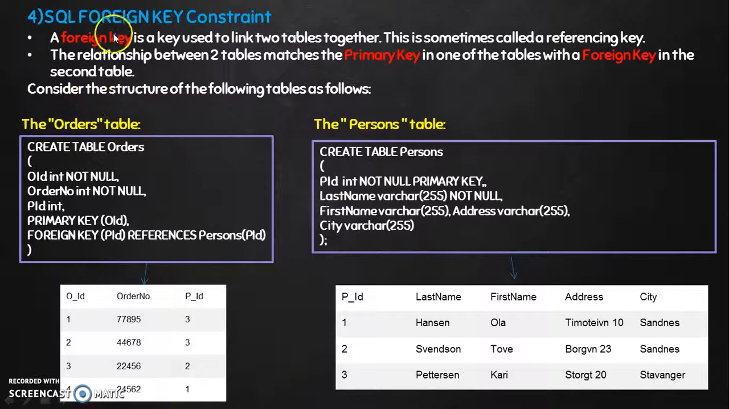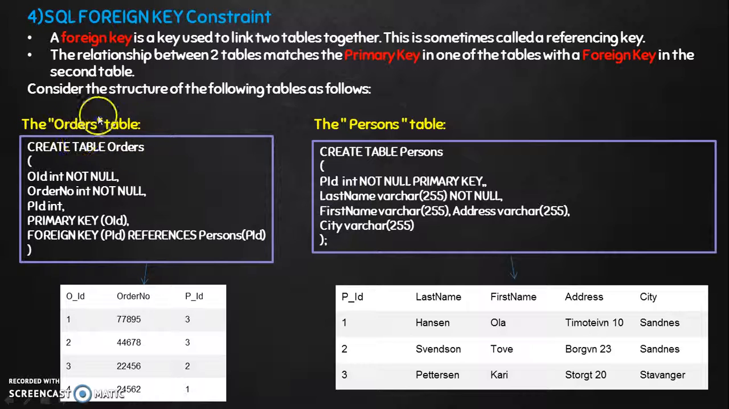So next one is the foreign key constraint. As we discussed before, a foreign key is nothing but a primary key of another table. It is used for creating a relationship between two tables, two schemas. Such type of relationship can be taken as an association.